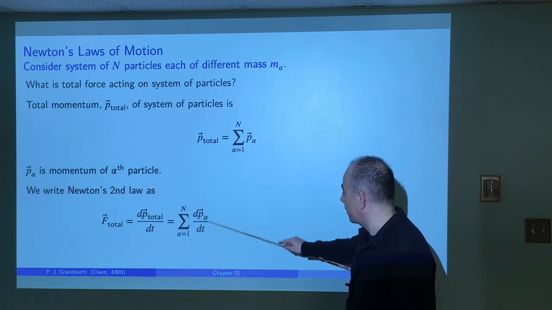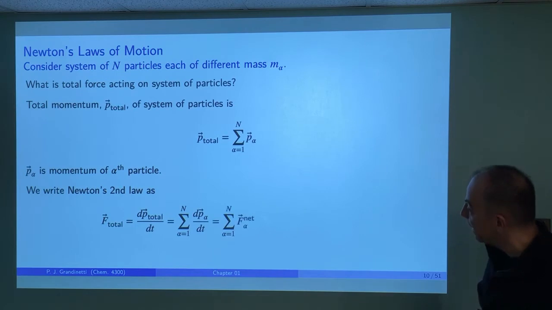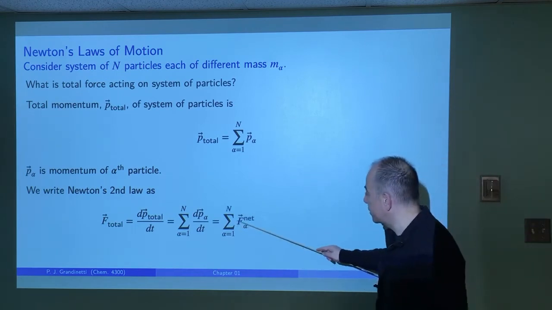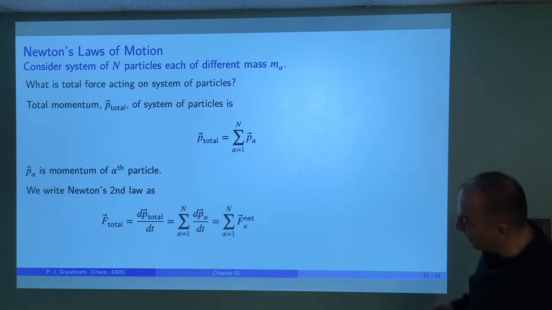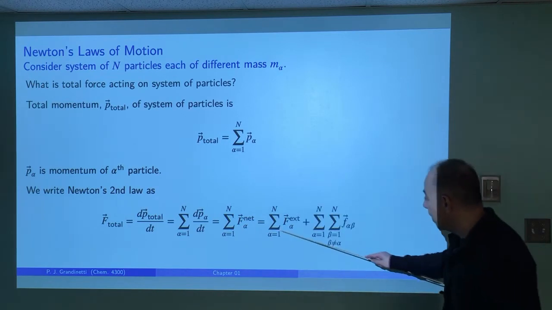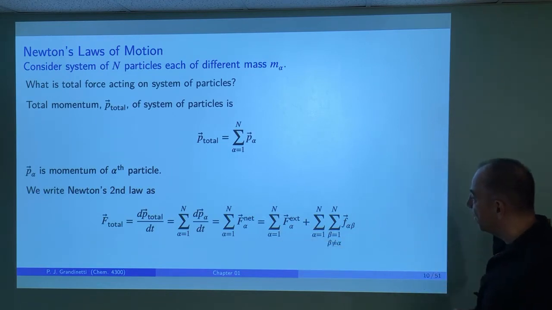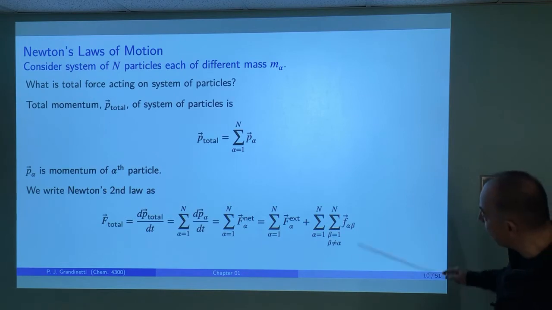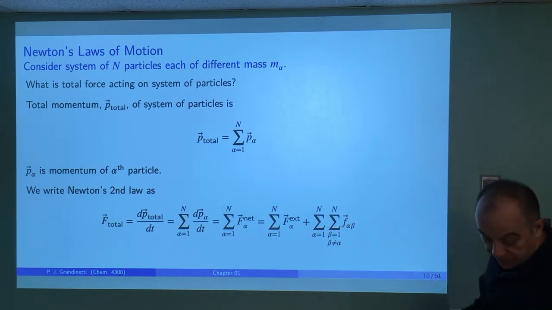And we can write that with this expression here as the sum of the derivatives of the momentum vectors for each of the particles. That's going to be just the sum of the net force on each of the particles from the previous slide, and then we can rewrite that again as the sum of the external forces on each particle plus the sum of all the internal forces here. So what we have now is an expression for the total force acting on the entire system.